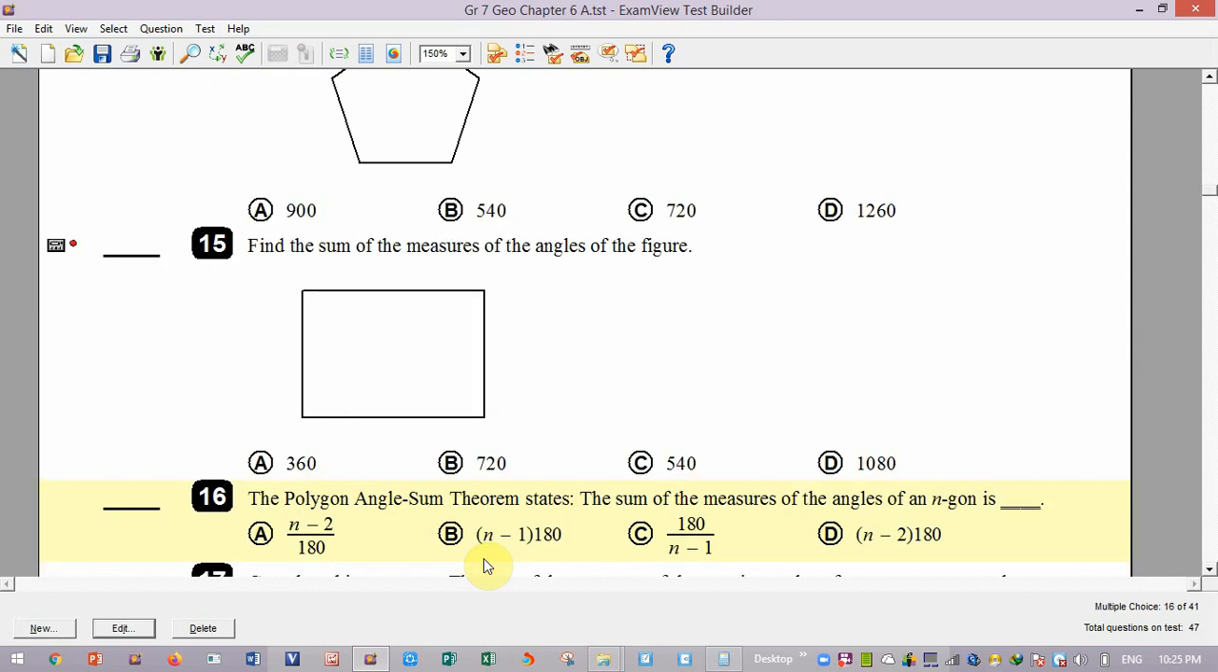Number 16. The polygon angle sum theorem. The sum of measures of angles of an n-gon is: n minus 2 over 180? No. n minus 1 times 180? No. 180 divided by n minus 1? No. n minus 2 times 180, to get the sum of interior angles of any polygon.